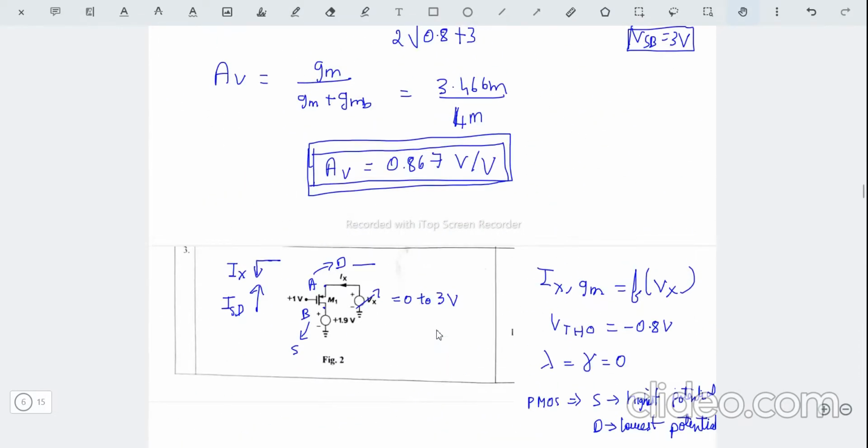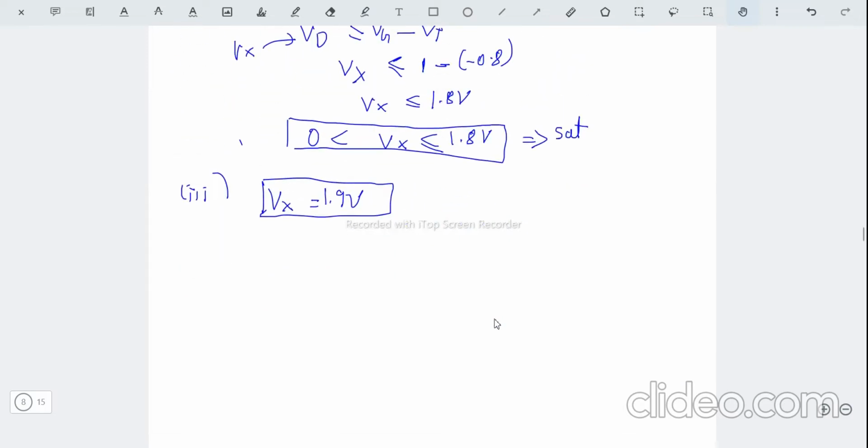then this potential and this potential are equal, then definitely there won't be a current flow, because drain and source are at the same potential. So drain Vd is equal to Vs, which implies Ix is approximately equal to 0 and transconductance is also approximately equal to 0.